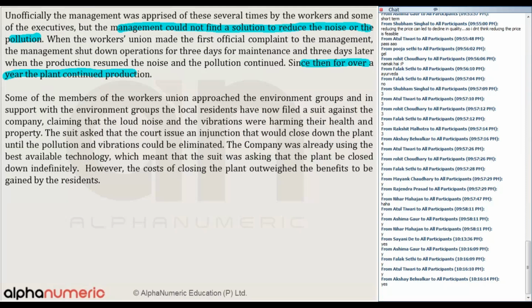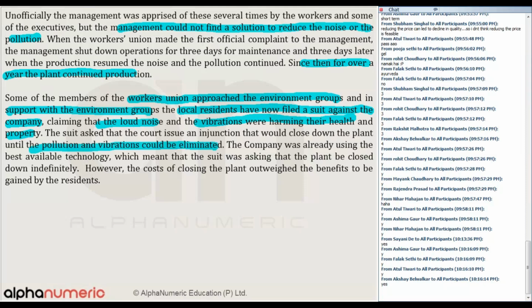Some of the members of the worker union approached the environmental groups, and with their support, the local residents have now filed a suit against the company, claiming that the loud noise and the vibrations were harming their health and property. The suit asked the court to issue an injunction that would close down the plant until the pollution and the vibration could be eliminated.